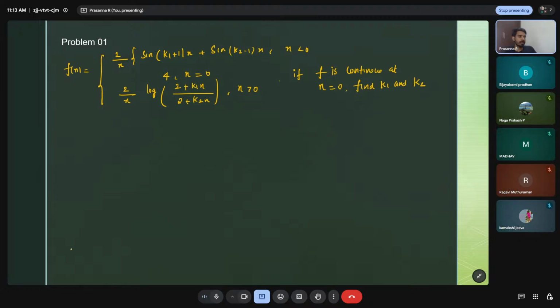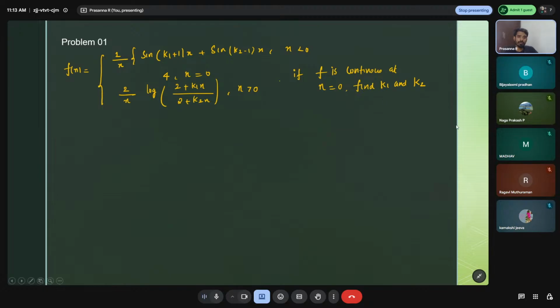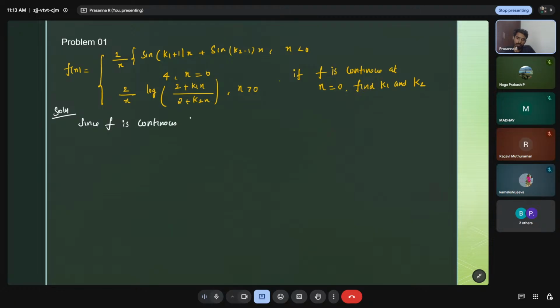So here k1 and k2 are unknown. It is given that f is continuous at 0. So since f is continuous at x equal to 0, the LHL at 0, the RHL at 0, and the function value at 0 are all equal. So first we will find the LHL. That is, we need to find the limit as x tends to 0 minus.